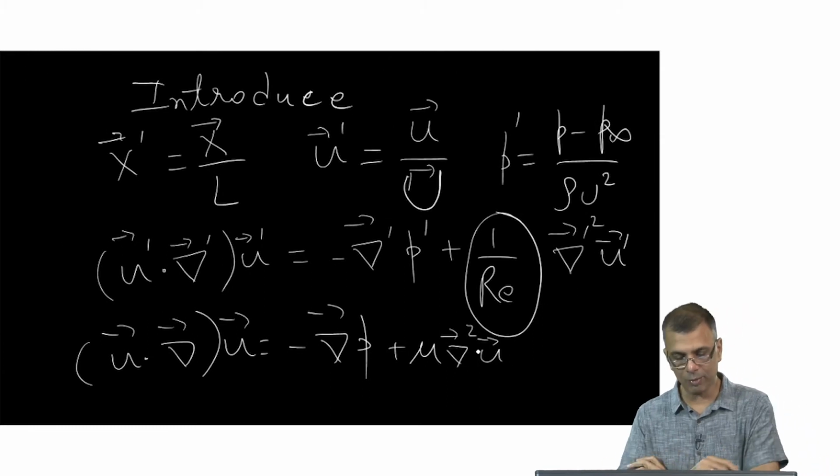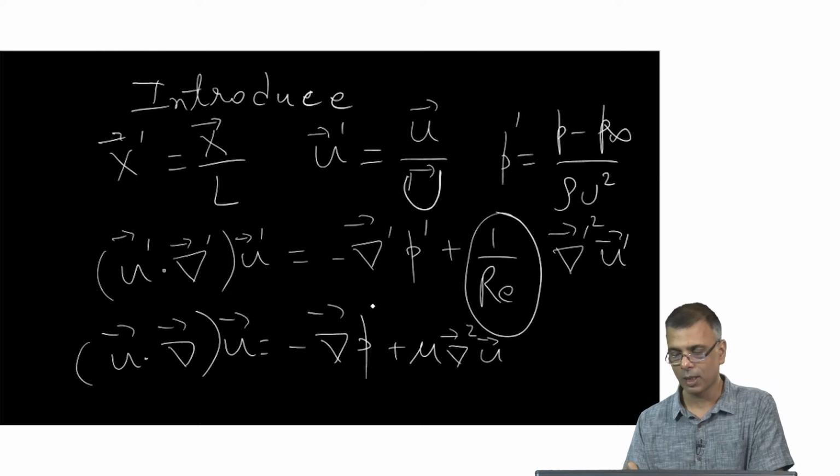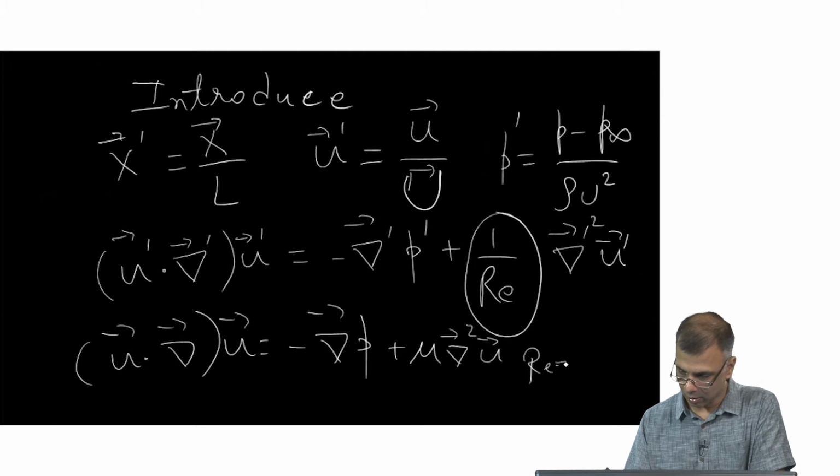It looks very similar, except for the fact that you've got primes here, and no primes there. This is a completely dimensionless equation, and in place of the viscosity coefficient, you have this 1 over Re appearing here, where Re is defined as U L over nu, or U L rho over mu, same thing.